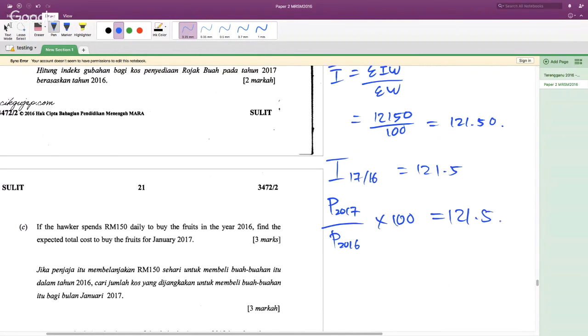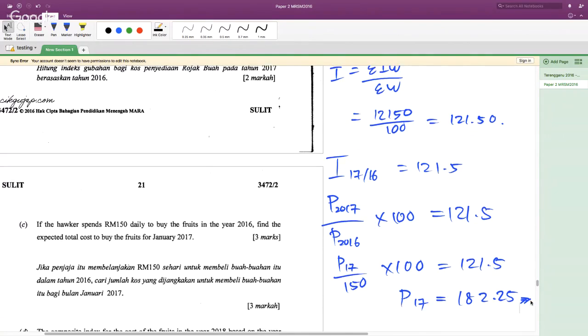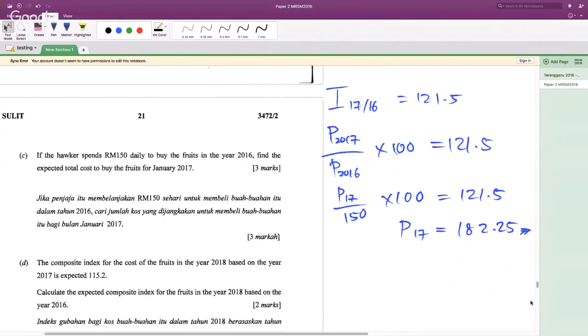All right, so I have the price for 2016, which is 150, multiply 100, 121.5. So the question asked me to find price in 2017. So I will just do some simple math. 121.5 divided by 100 multiply 150. So it's 182.25. All right, just like this. I solved the free 3 mark also.